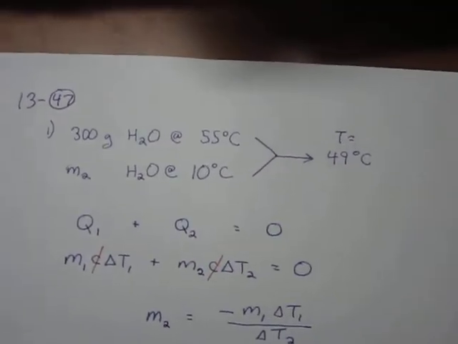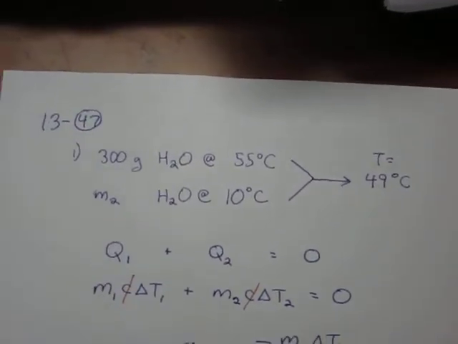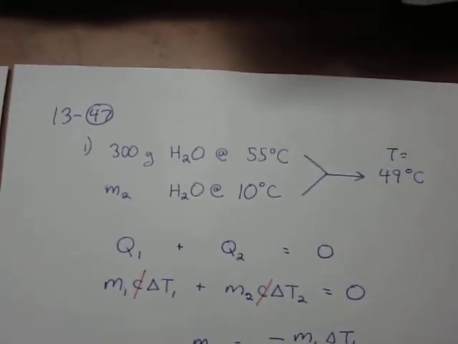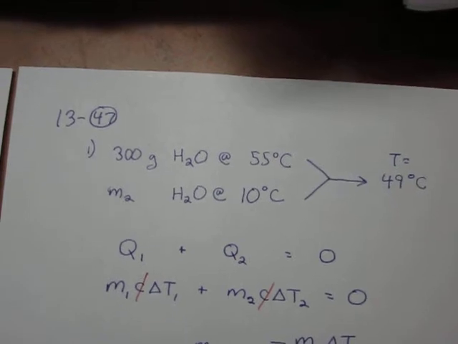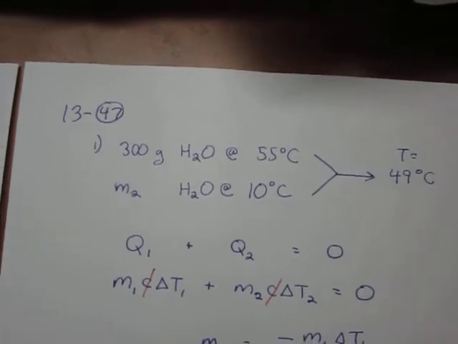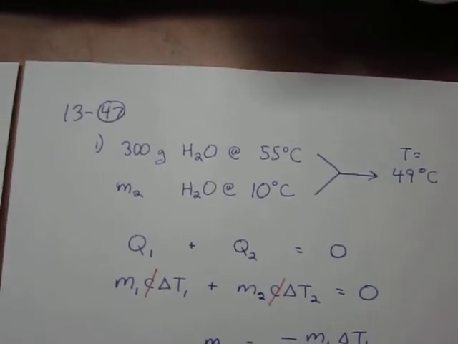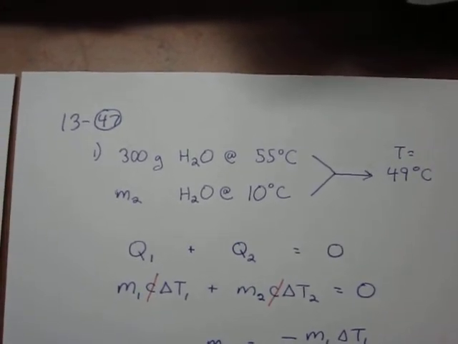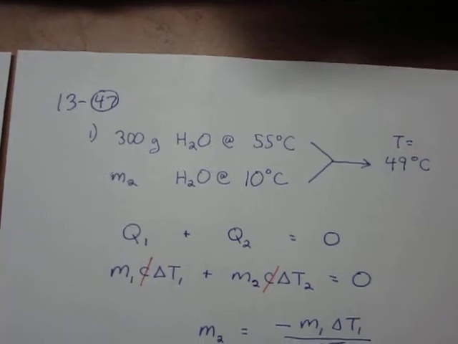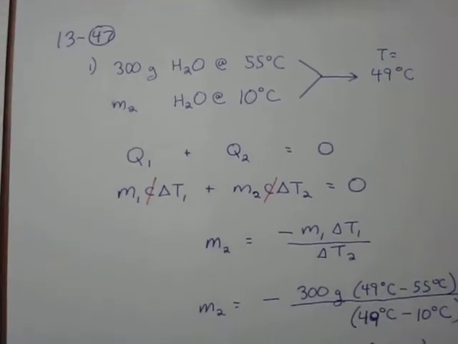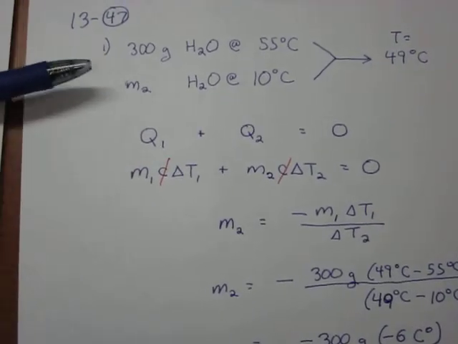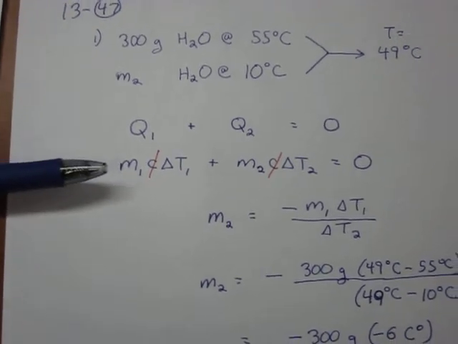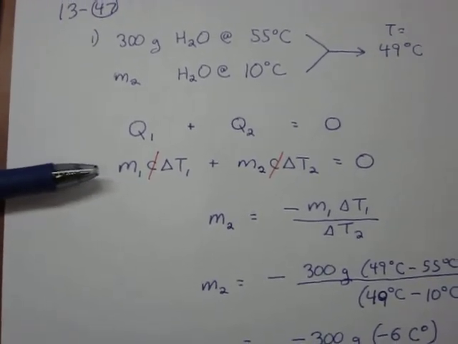Number 47 involves 300 grams of water at 55 degrees and a mystery mass of water, I'll call that M2, at 10 degrees. When mixed together, they have a final temperature T. Since these are both the same substance, liquid water, we can see that specific heat is going to factor out. So we start, as we did in the other problem, with Q1 plus Q2 equals 0. Again, we can factor out C because it's the same.